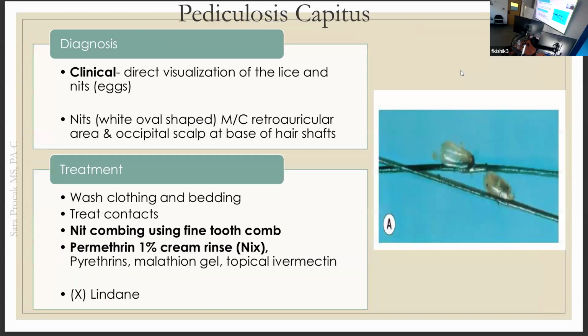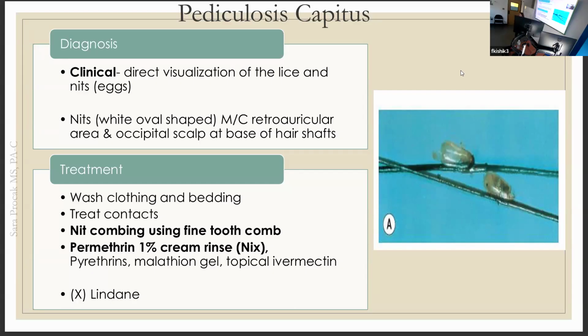So when it comes to pediculosis capitis, how are we going to treat it? Well, across the board, whether we're talking about capitis, pubis, or corporis, washing clothing on high heat and drying on high heat is going to kill these insects. And you're also going to treat all contacts at the same time. So you guys are going to see that flow through each of these slides.